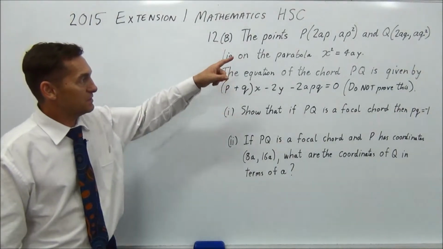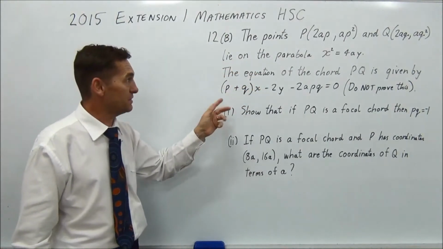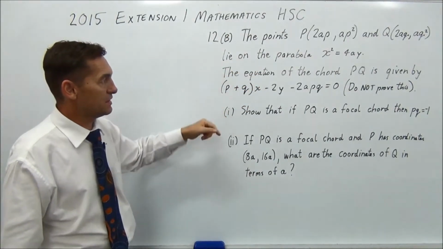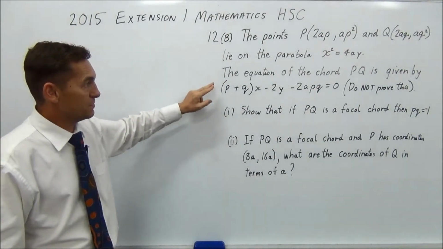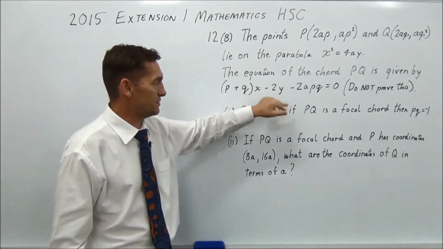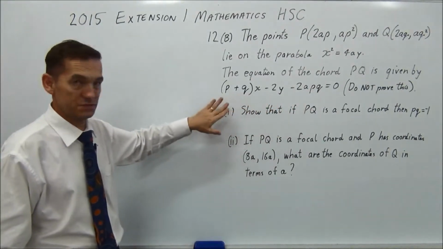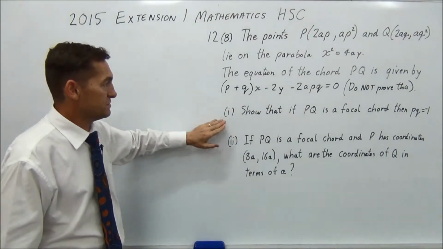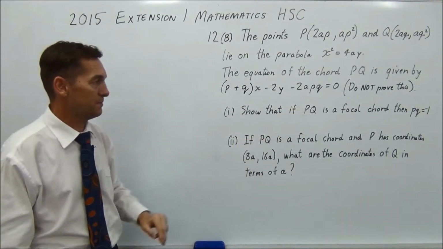G'day again, back for 12b. The points P, 2AP, AP squared, and Q, 2AQ, AQ squared, lie on the parabola x squared equals 4AY. The equation of the chord PQ is given by (P plus Q)X minus 2Y minus 2APQ equals 0. And it says do not prove this, which is quite helpful actually. Show that if PQ is a focal chord, then PQ equals minus 1.